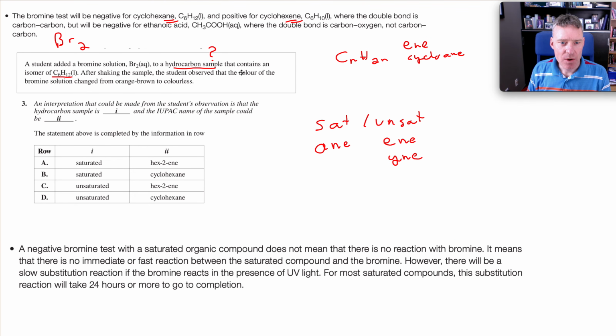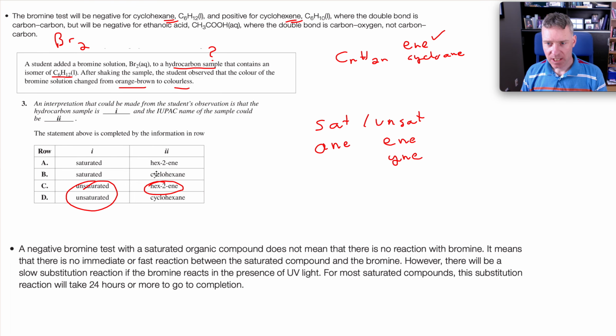Okay, the student notices that the color of bromine changes from originally brown-orange to clear. So there must be a reaction for this to occur. So what could it react with? Well, it must have a double bond, so we must have the ene. So this must be unsaturated, and it would react with the ene. It would not react with the ane.